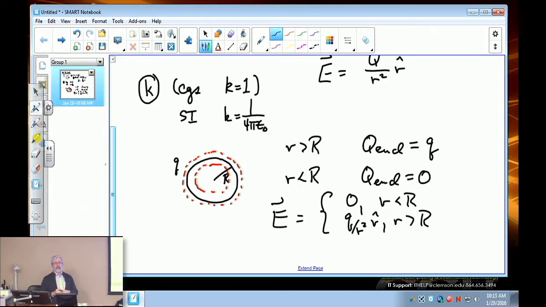Yes, sir, Mr. Luke. Is the field just Q over R squared R hat if the little r is equal to big R as well? Okay, so in that case, it's not really well defined, because what we've done mathematically is to construct things that don't exist physically. We have here constructed an infinitesimally thin shell, and we've distributed the charge over that. Such a thing does not exist, and that's really what's creating that question.